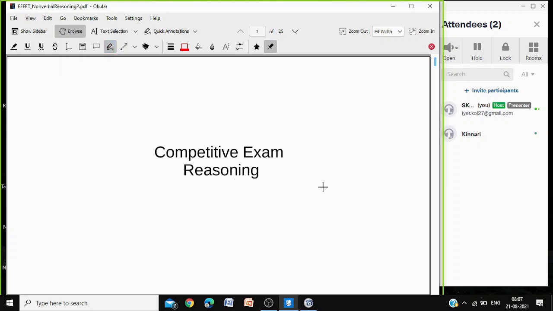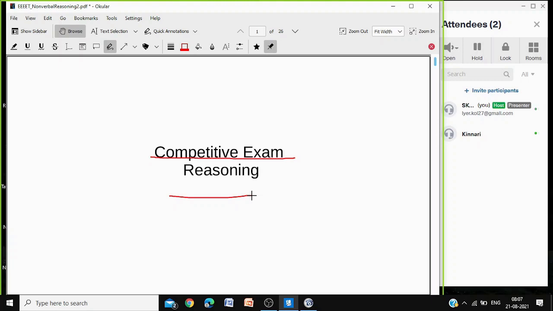So, we are doing the competitive exam reasoning. Sometimes we do maths, but now we are doing reasoning. Can you see the screen, Betty?